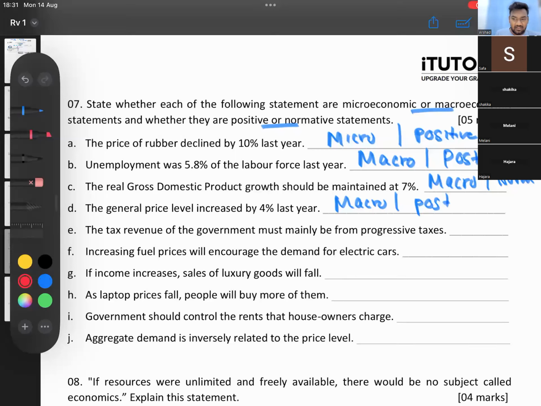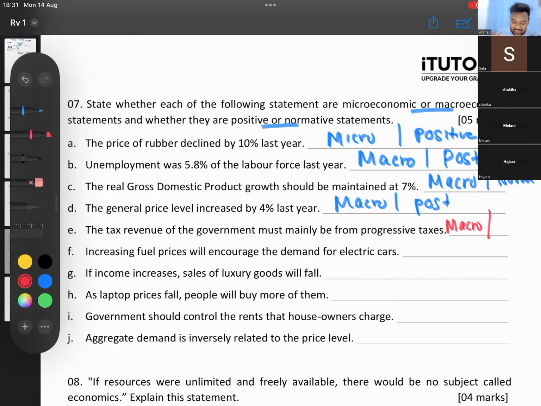Tax revenue of the government, micro or macro again? What do you all think? When you say tax revenue, it's the tax revenue of the whole economy, so you can say it's macro. Okay, so you can call this macro.